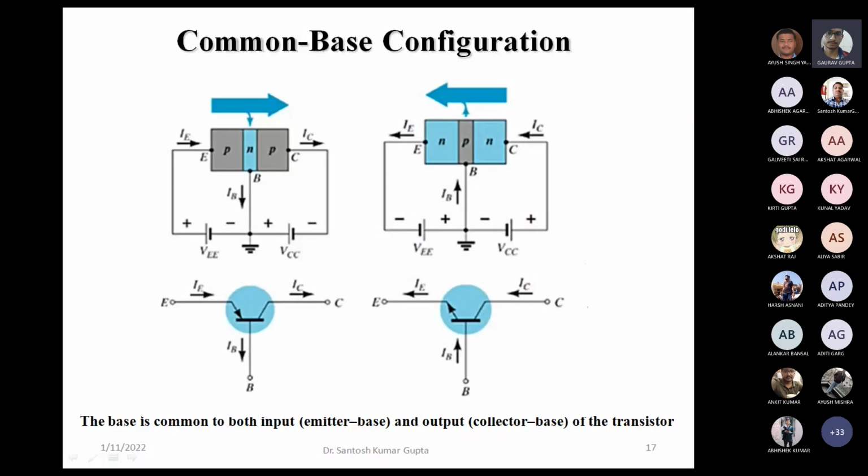Okay, so in the last lecture, we started with the different configurations of the transistors. We have seen that there are three possible configurations: one is common base, another is common emitter, and common collector. So in this common base, if we see what is happening to the emitter and these different terminals, let us look at this.